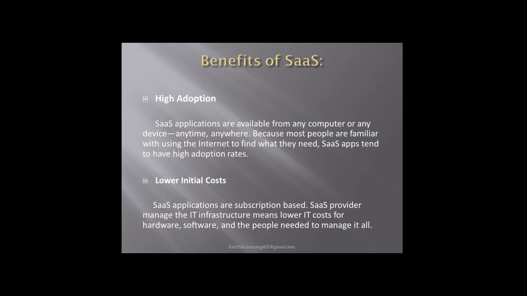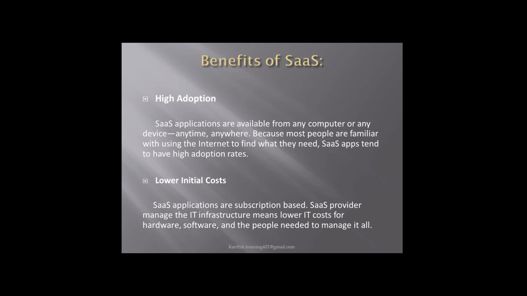Next one is high adoption. What is this high adoption? Remember guys, our SaaS applications will not depend on any operating system or any processor. If you want, you can access this Facebook application in an i3 processor, i5 processor, i7 processor, or Qualcomm processor, whatever it may be. You can access it in a Windows operating system, Linux, Mac, whatever it may be, right? So remember, your SaaS applications will not depend on any operating system or any processor.